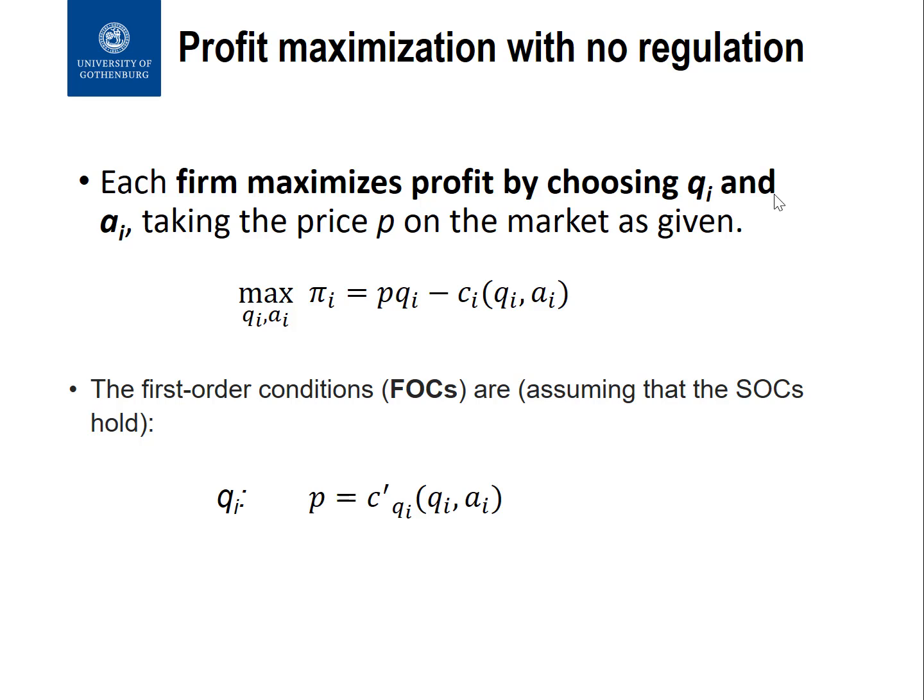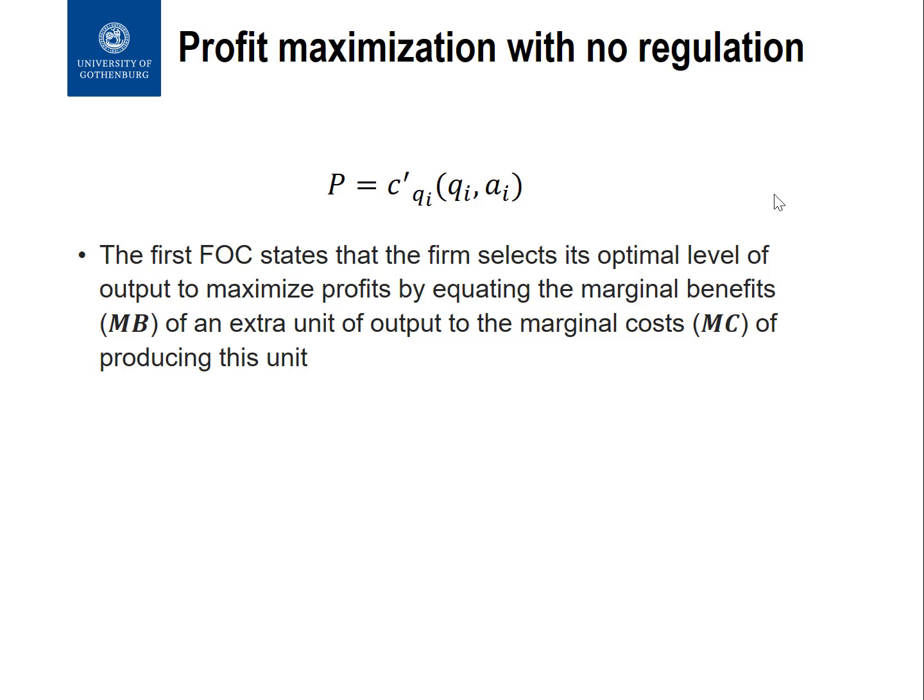Over Q_i, we get that the price is equal to the marginal cost of production. And over A_i, we get that the marginal cost of abatement, so the cost of reducing one additional unit of emission, is equal to 0. So the first condition says that the firm selects its optimal level of output to maximize profits by equating the marginal benefits of an extra unit of output to the marginal cost of producing this unit.